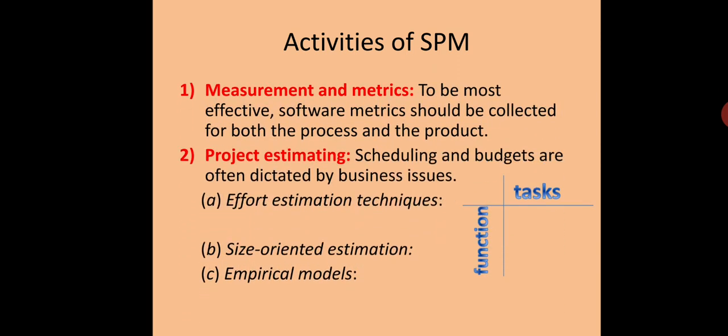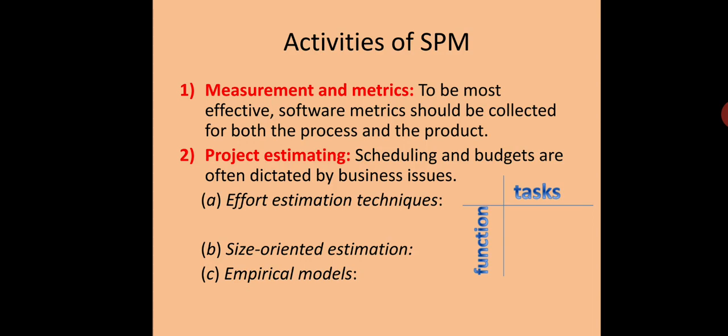Activities of software project management include activities like measurement, project estimating, risk analysis, scheduling, tracking, and control. Now each of these activities, let's look into more detail. The first one, as you can see on the screen, is measurement and metrics.